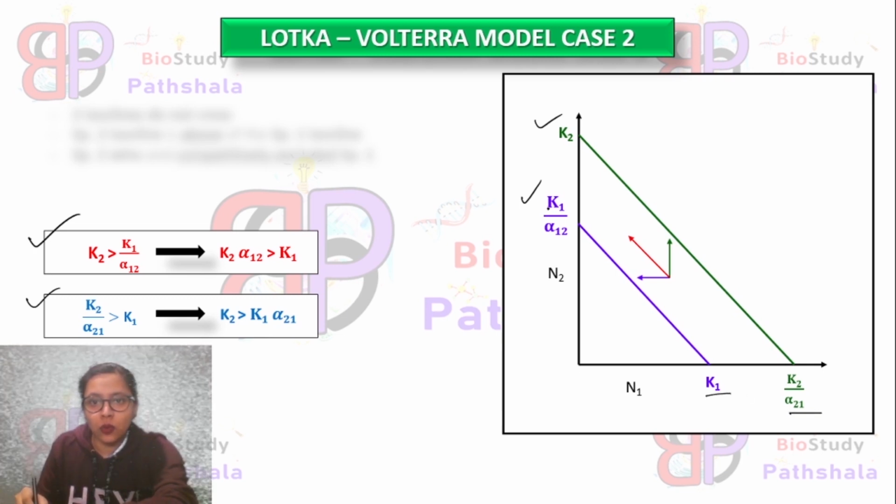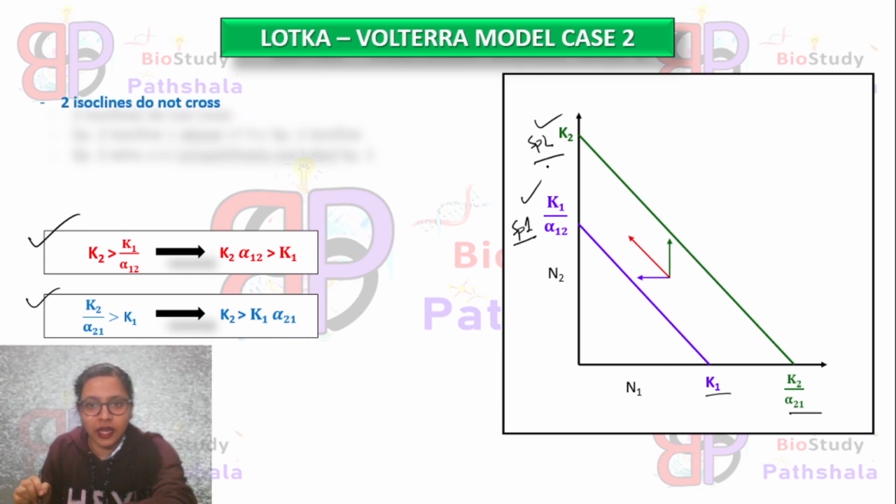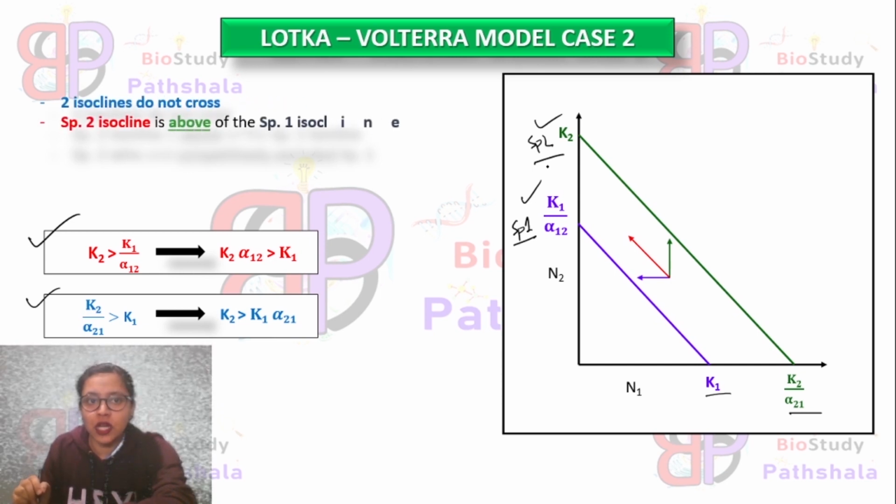Now we are joining K1 divided by alpha 12 with K1 and we can get this isocline, and it is again for species 1, and this isocline is for species 2. You can see these isoclines are not crossing each other again, and here the species 2 isocline is above the species 1 isocline.